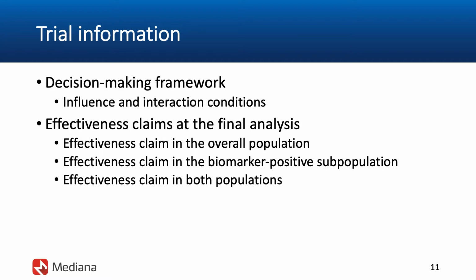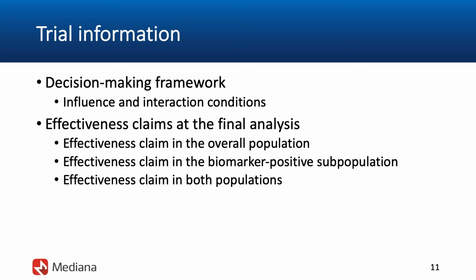The rule for population selection or hypothesis selection for the final analysis will be set up using the influence and interaction conditions. I introduced those two conditions and the associated decision-making framework in Part 9. And to give you a very, very brief description, the two conditions are designed to support a logically consistent way of defining selection rules and statistical inferences for general multi-population settings.